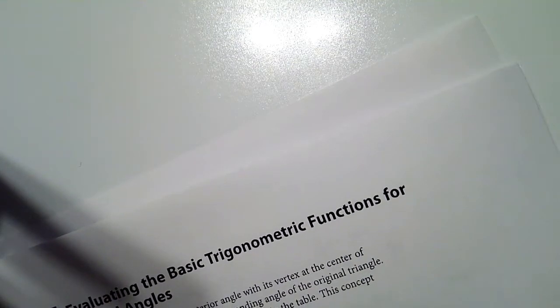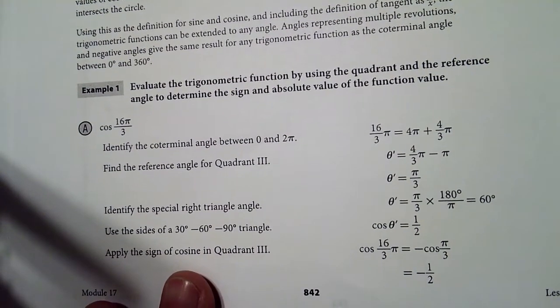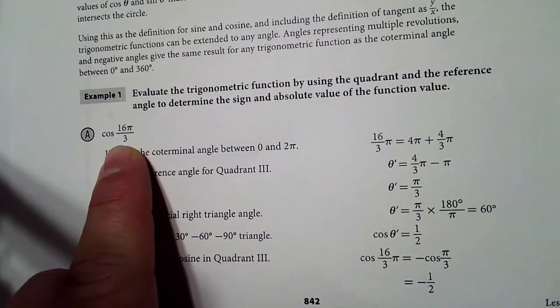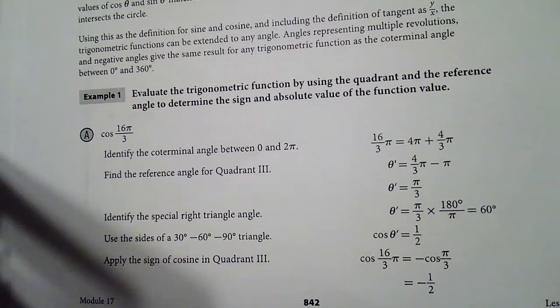I'm going to skip all the way to example 1. All right, so we've got this problem. It gives us cosine of 16 pi over 3. It wants us to figure out what the reference angle is and then what the sine and all that stuff is for that circle. Okay?